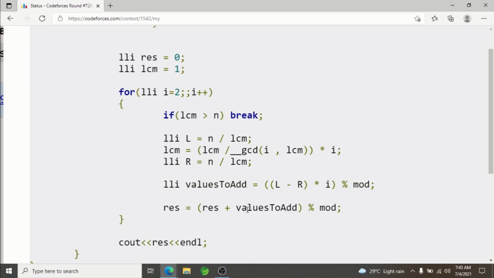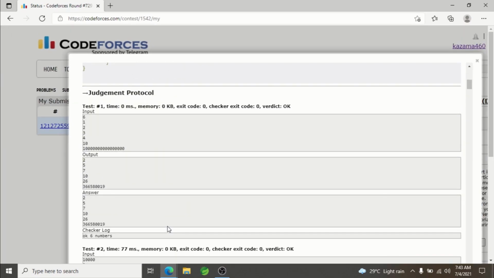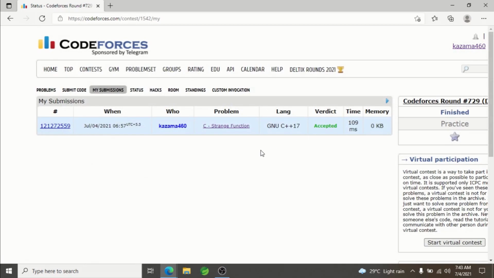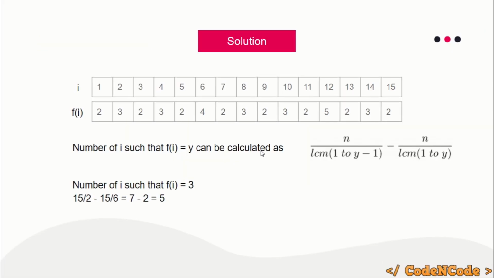And since we need to add it into the result, take modulo 10 to the power 9 plus 7, and finally print the result. This is how we are solving this problem, and you can see this is easy. I'll be providing the solution in the description of the video, so don't worry about it, you can use it as a reference. If you still have some doubt, you can ask in the comment section. This was really a beautiful problem from number theory.